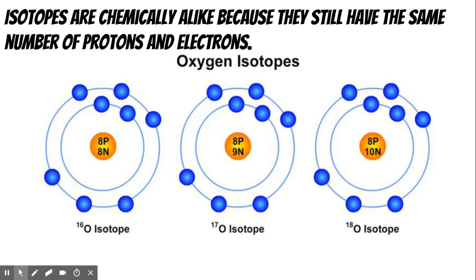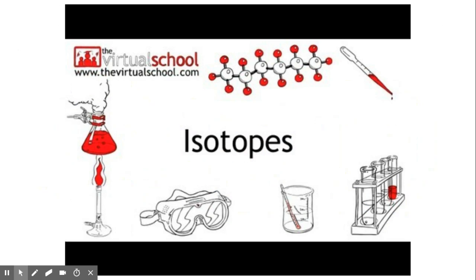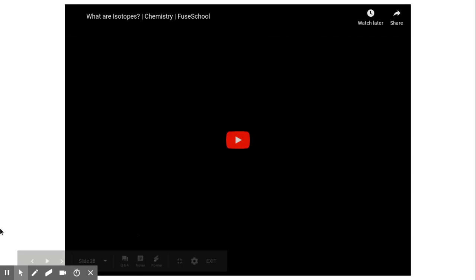Isotopes are chemically similar to each other because they still have the same number of protons and electrons. So because they still have the same number of protons and they still have the same number of electrons in their valence shells, they behave in similar ways. Their masses are different, which sometimes cause slight differences, but overall, they're really not that different from each other. Here, watch this little video on isotopes.